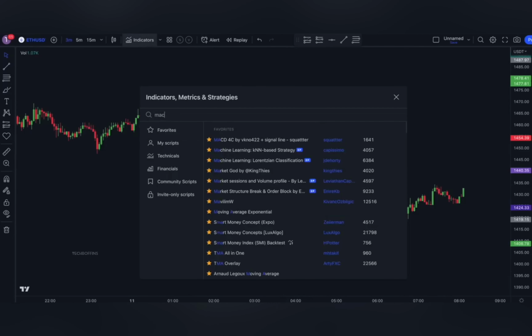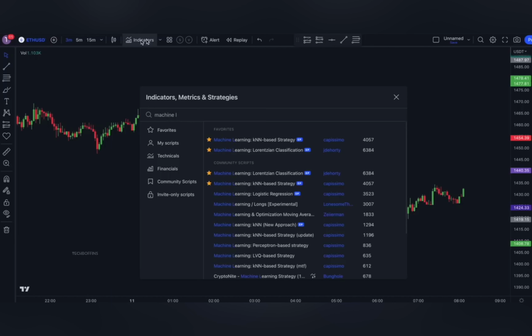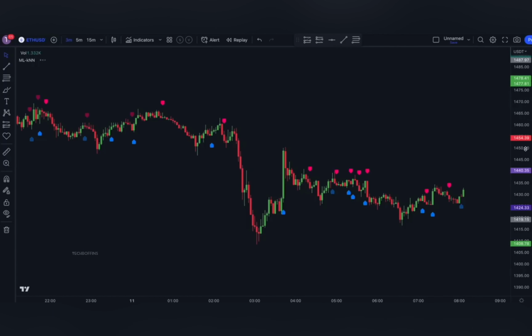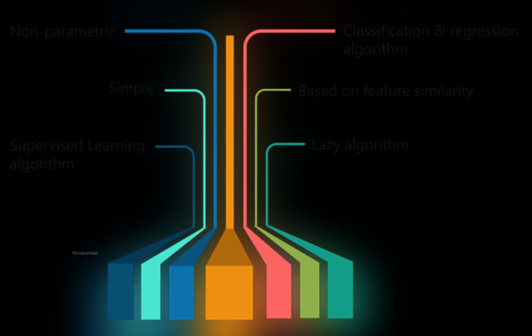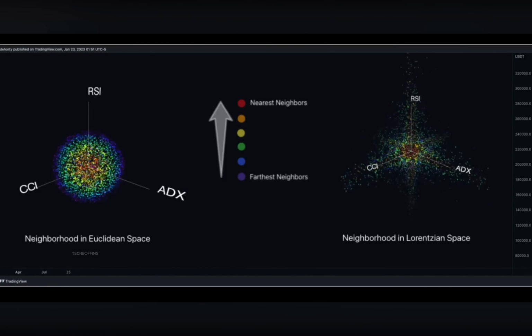So, let's add the machine learning KNN-based method as the first indicator, and let's thank the creator Capissimo for this fantastic indicator. The machine learning method works by studying previous market data and forecasting future price movements based on patterns in the data. KNN is a classification algorithm that determines the class of a data point in a feature space based on its nearest neighbors.